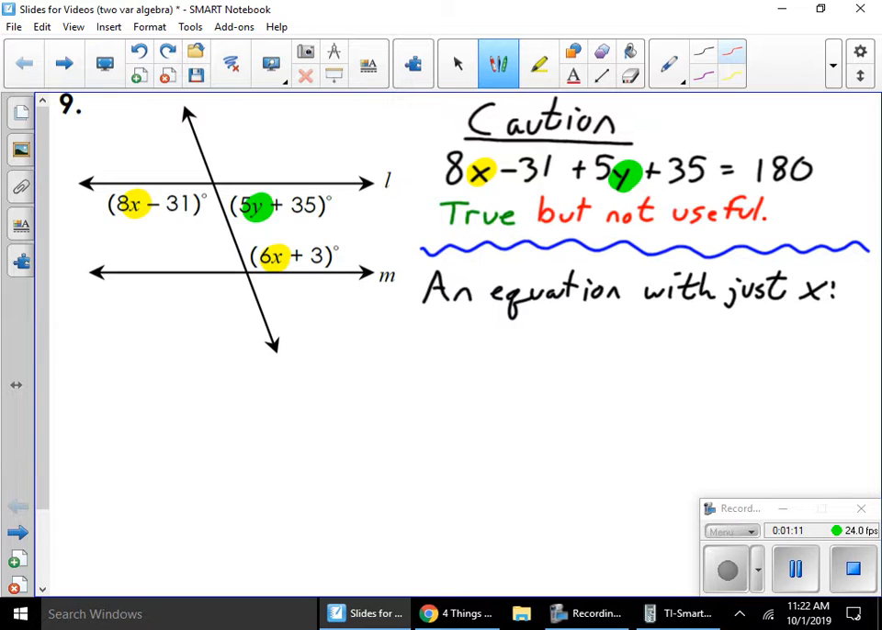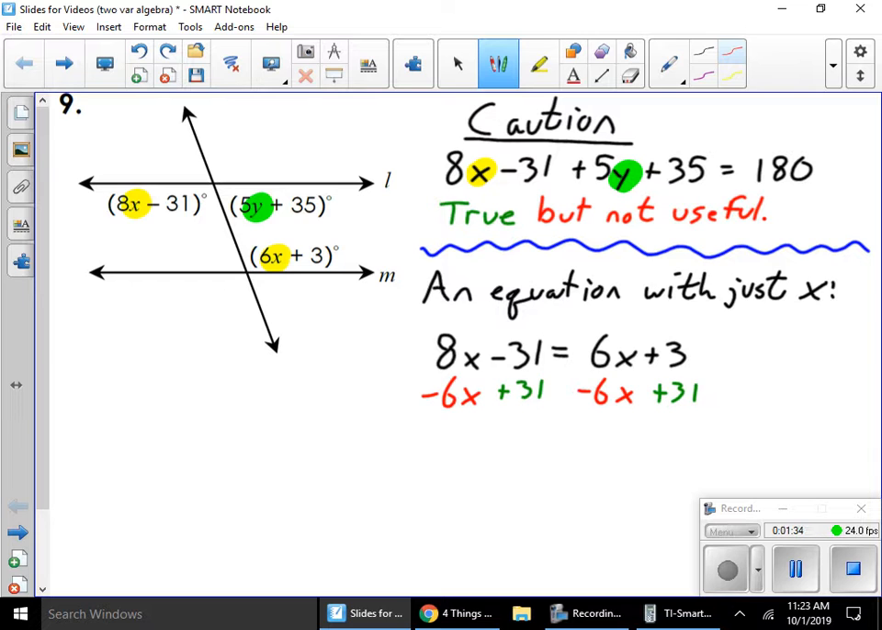So notice I have my 8x minus 31. That's going to be equal to 6x plus 3 because those are alternate interior angles. This is an equation that we can solve pretty quickly. Subtracting 6x from both sides and also adding 31.